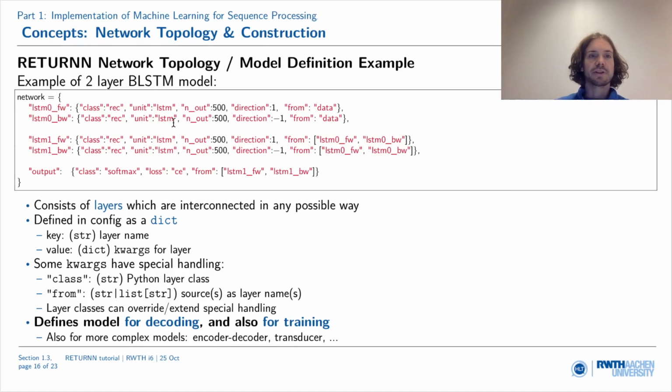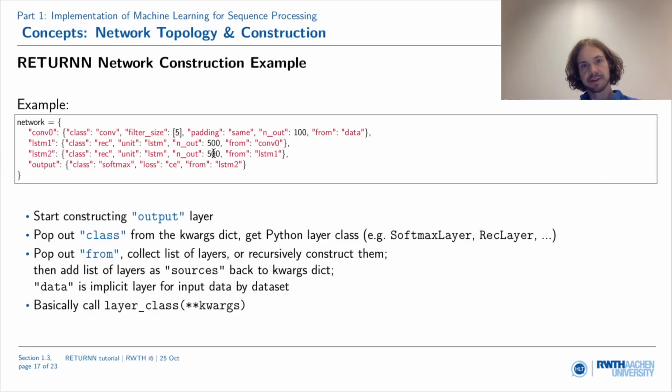Okay, now to the network topology, this concept. On the example on Return, here it's a two-layer BLSTM model. The first layer forward is the LSTM here, backwards here, gets the input from data, that's the input data. The second layer is here, and here it concatenates forward and backward together. And then the output concatenates the last LSTM layer, like that. This defines the model for decoding and for training.